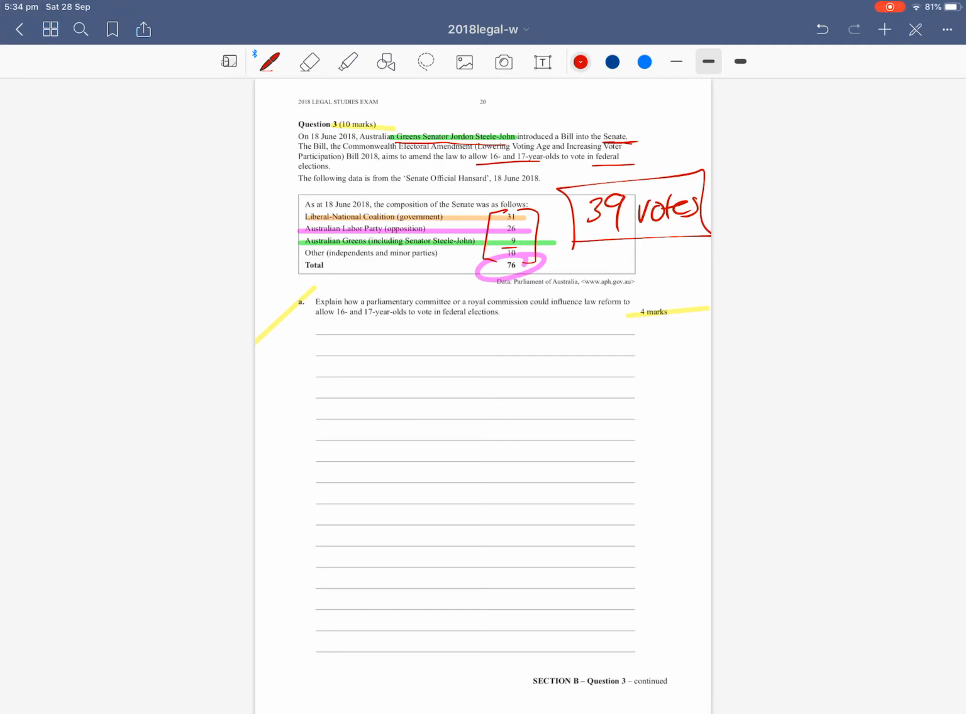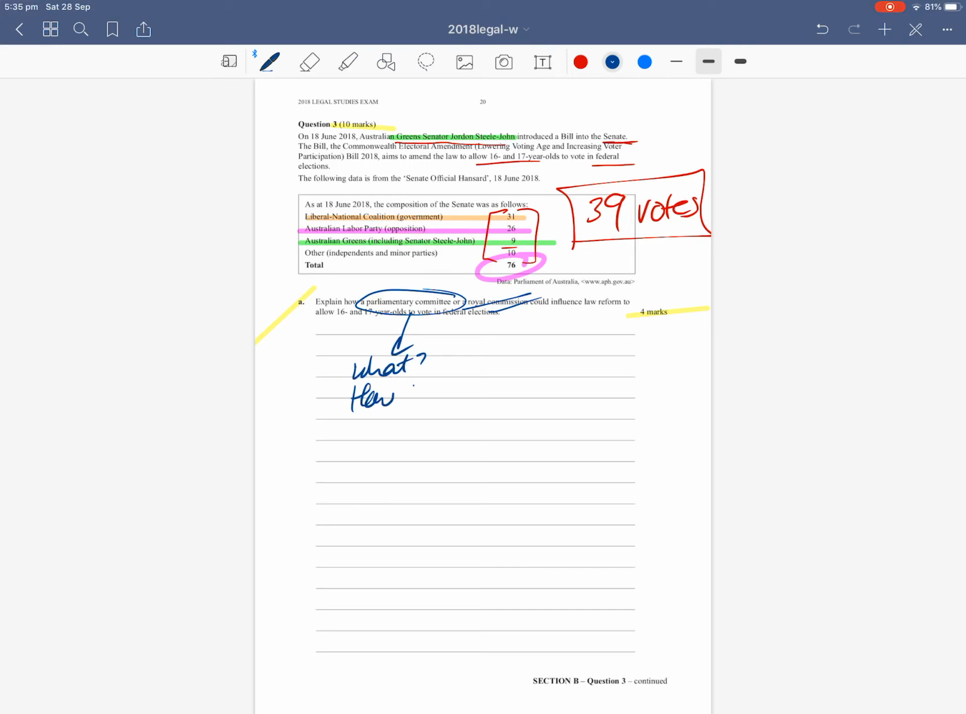Let's actually go to the question. Explain how a parliamentary committee or a royal commission could influence law reform to allow 16, 17-year-olds to vote in the federal election. So at our school, we focus on parliamentary committees, not a royal commission, right? So what does a parliamentary committee do? Right? You kind of have to go back and find out, what are they?